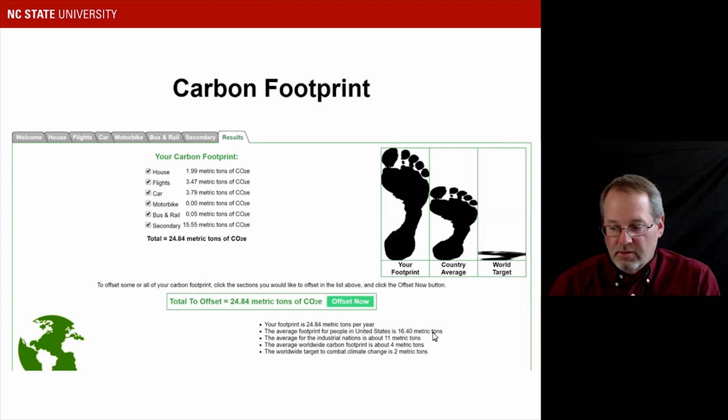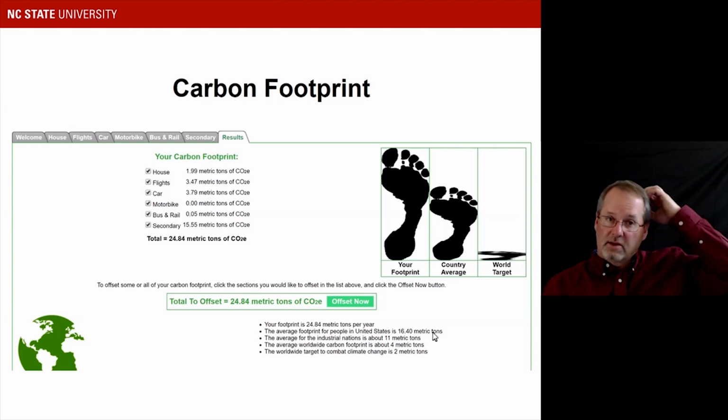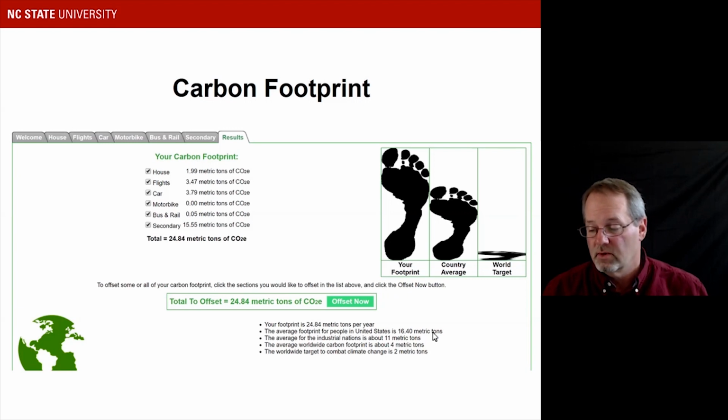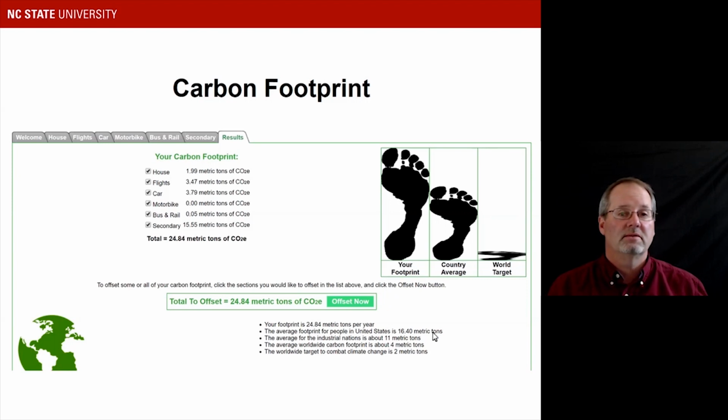So another thing you can do with some of these calculators is calculate how you might save in global warming potential or carbon emissions. And so there's usually ways that they describe or suggest that you can improve.